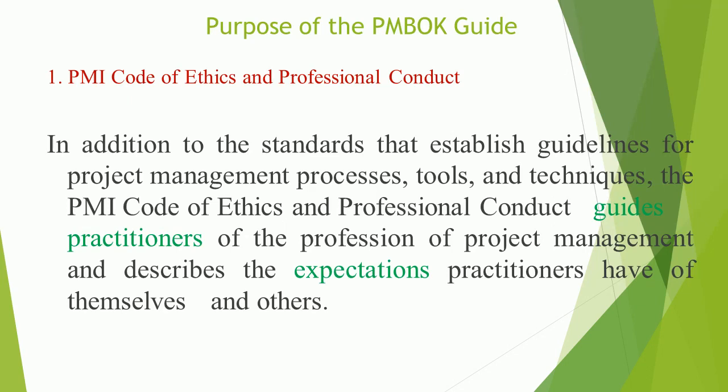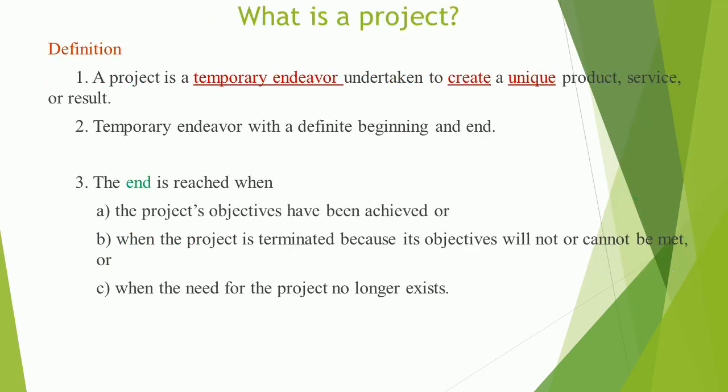What is a project? Definition. 1. A project is a temporary endeavor undertaken to create a unique product, service, or result. 2. Temporary endeavor with a definite beginning and end. 3. The end is reached when a. The project's objectives have been achieved, or b. When the project is terminated because its objectives will not or cannot be met, or c. When the need for the project no longer exists.